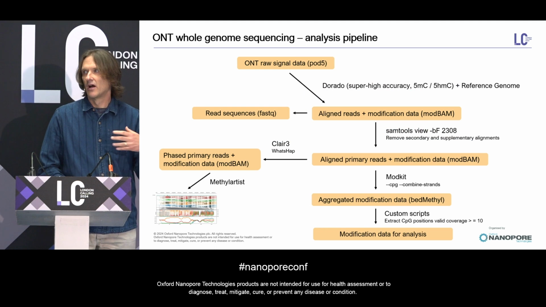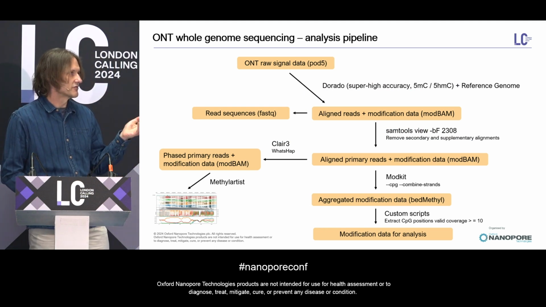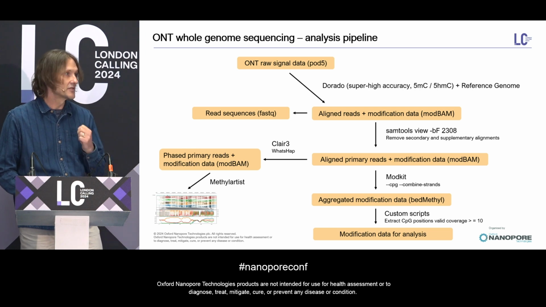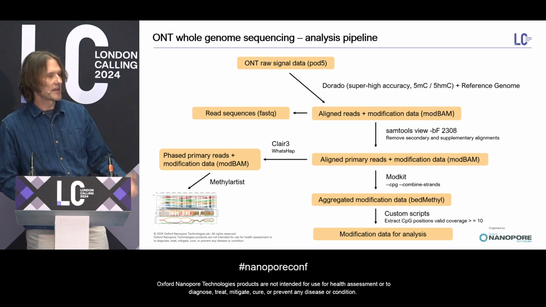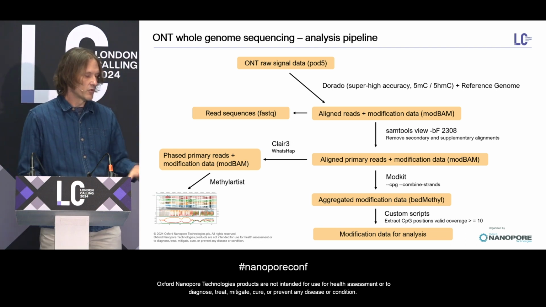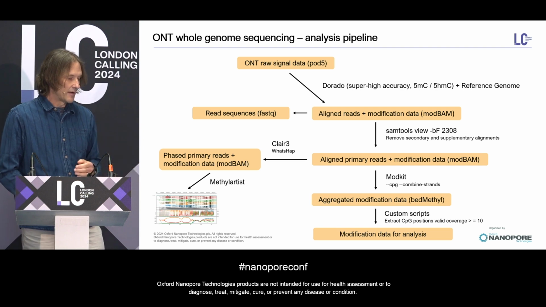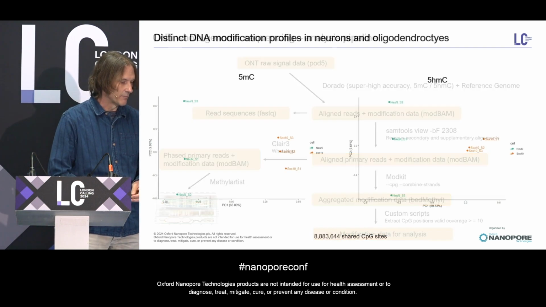This is our whole genome analysis pipeline. We're using Dorado for base calling and looking at modification. We're using Modkit to extract the methylation data, and later in the talk I'll also talk about how we can phase the reads using Clair3 and WhatsHap.